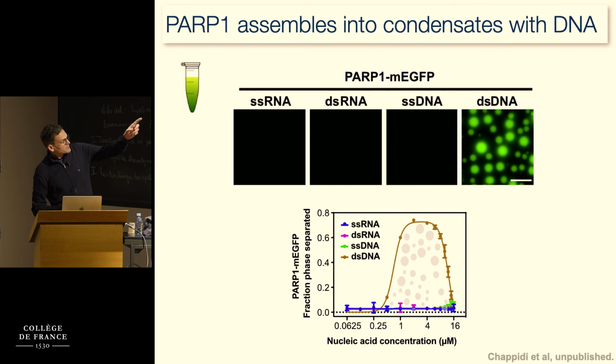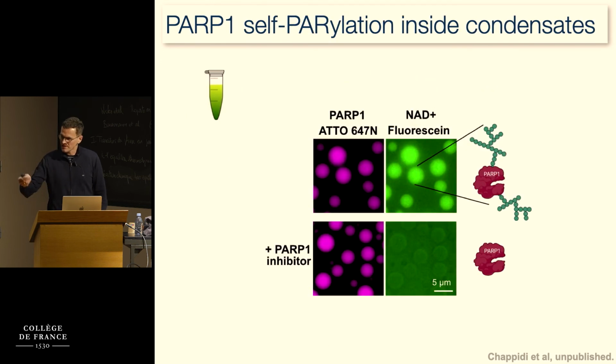And it's very specific. When you use single-stranded DNA, or you use RNA, double-stranded or single-stranded, you can see nothing really happens, and this is also quantified here. So there's a very specific condensate that forms in the presence of only double-stranded DNA. But this is, of course, in the absence of enzymatic activity, so you don't need the enzymatic activity for this condensation behavior. But then we wanted to know, when PAR polymerase has formed these condensates, can it be active inside the condensates?